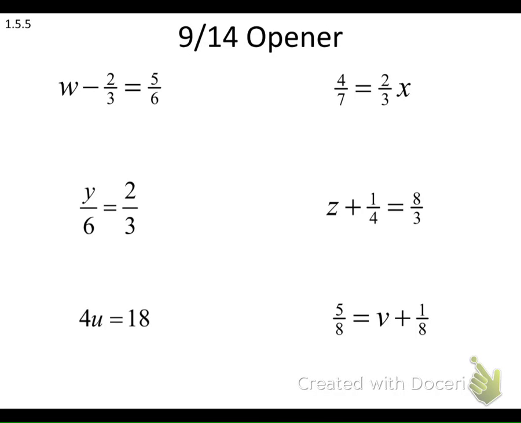Okay, we're going to go ahead and get going just because we are on a shortened schedule. The bell does ring at 9:10 to dismiss you from first hour. We got a few things that we need to get through. So today you guys are having a quiz over solving one-step equations with fractions.